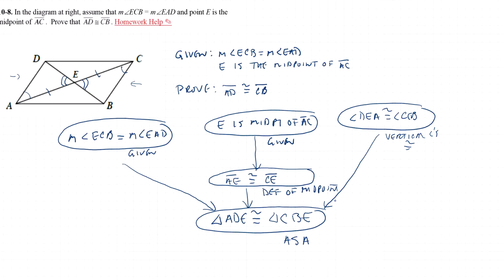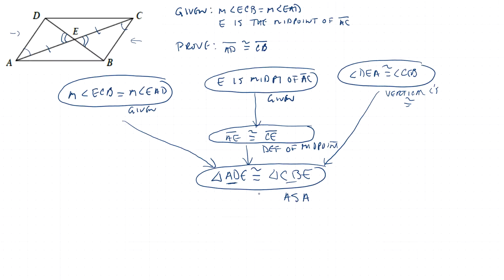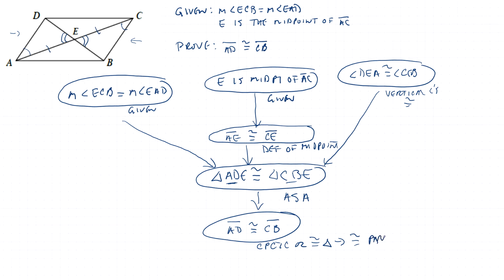Alright, and then from that statement I can see that AD has to be congruent to CB, and so from that statement we can say segment AD is congruent to segment CB, and that's because of CPCTC, or you could have said congruent triangles then congruent parts. Either one would be acceptable.